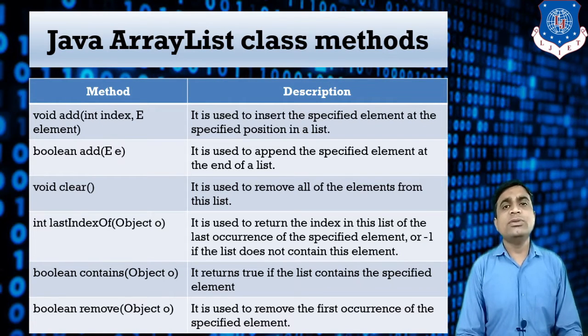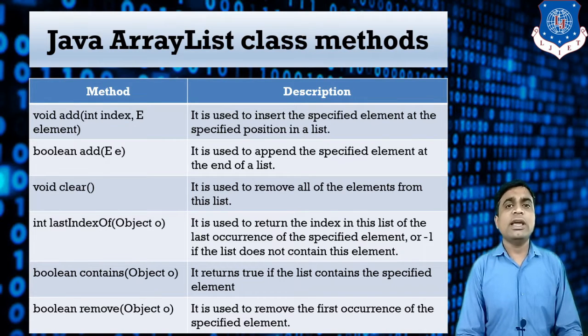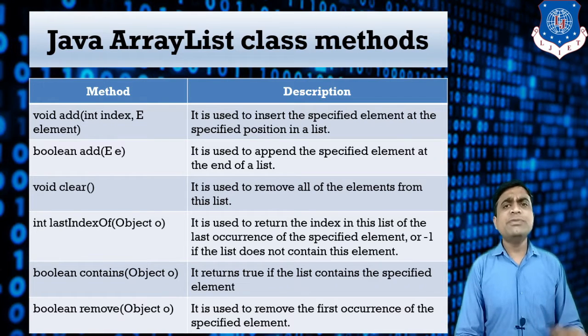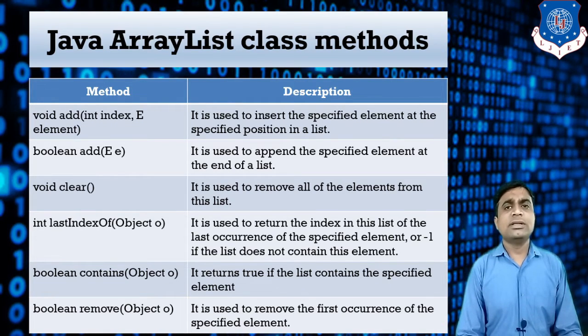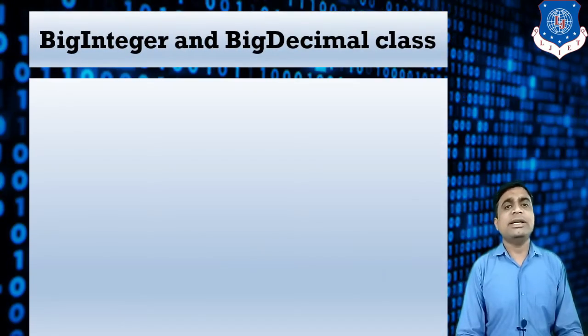And finally, you can use remove also. Suppose you want to remove a specific element from the array list. So these are the different methods of the array list. And the last topic is the BigInteger class and BigDecimal class.